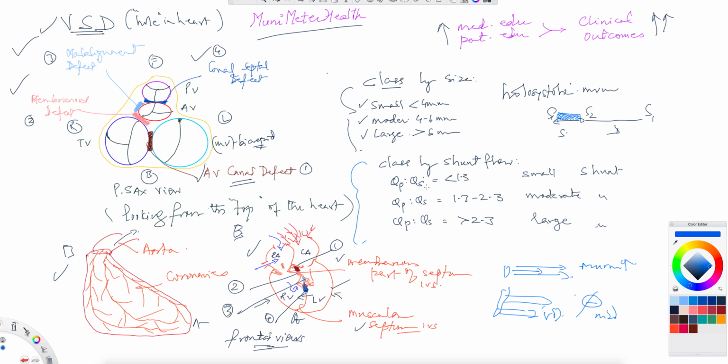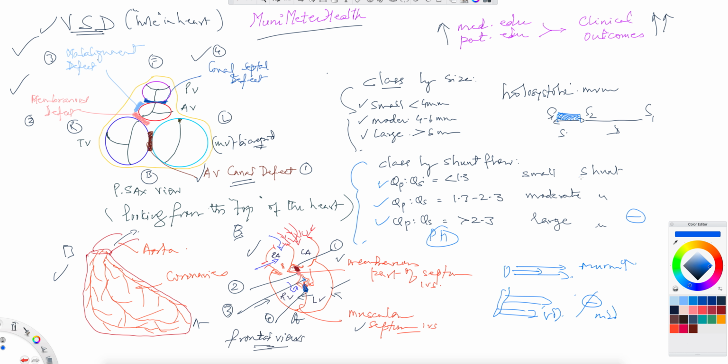Now, this is for the medical students, residents, and fellows, and especially the cardiology fellows taking the boards. They will ask you a question: where do you want to operate? You want to operate somewhere here, you want to operate somewhere here, or you want to operate somewhere here. Now, once the QP/QS ratio is more than 2.3, there is no surgery happening. Why? Because you have a right ventricular volume overload and a pulmonary hypertension already existing in this individual. So no surgery is happening here.